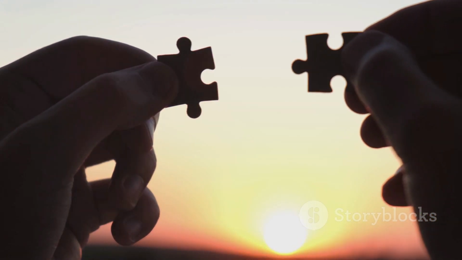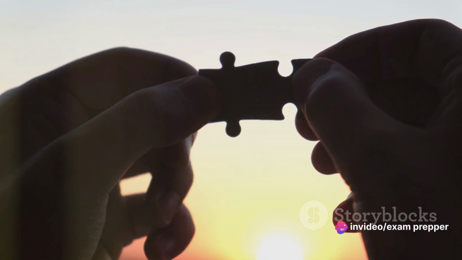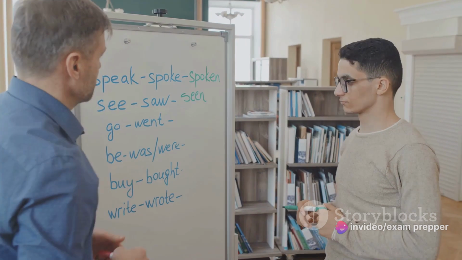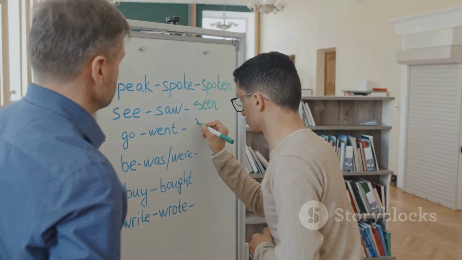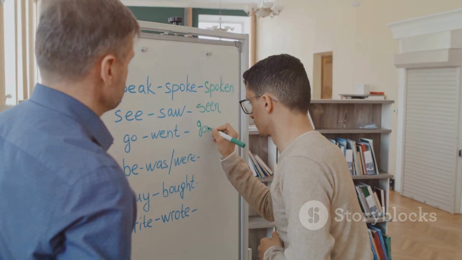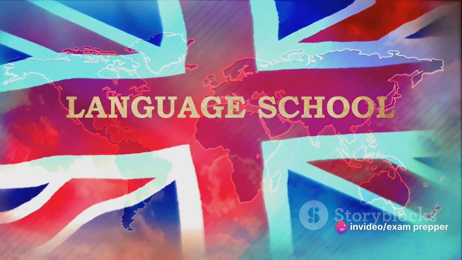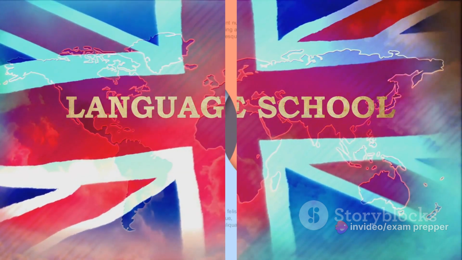These independent clauses are complete sentences that can stand alone, but when they're joined together using coordinating conjunctions like for, and, nor, but, or, yet, so, remember it by the acronym FANBOYS, or punctuation marks like semicolons, they form a compound sentence. Now that we know what compound sentences are, it's time to look at when we should use them.